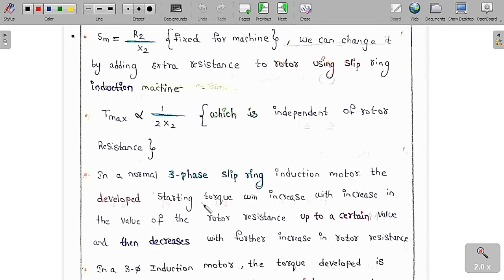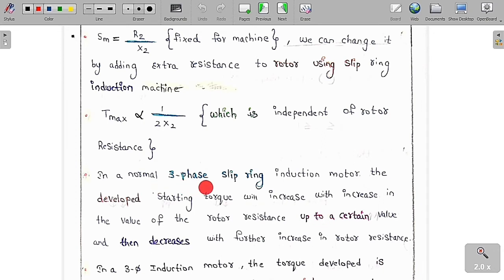So simply we can say that only up to a certain limit of increase of rotor resistance will the starting torque increase. But if you increase more than that, the starting torque will decrease, because the maximum torque is now going to occur in the braking or the plugging region. So in a normal three-phase slip-ring induction motor, the developed starting torque will increase with the increase in the value of the rotor resistance up to a certain value and then decreases with a further increase in the rotor resistance, because now the maximum torque is going to occur in the braking or the plugging region. Because of that only, the starting torque will decrease. Whereas in the previous case, the maximum torque is going to occur in the motoring region.